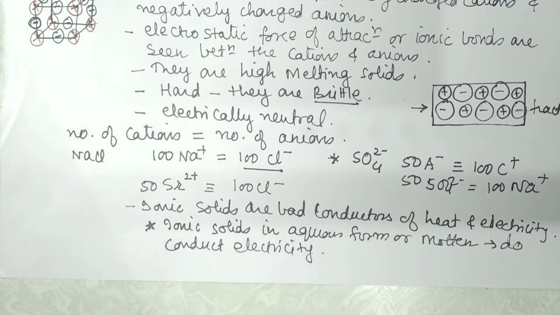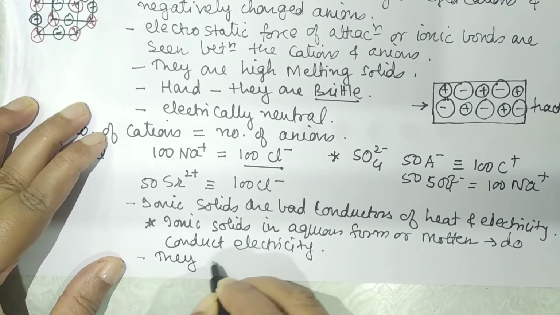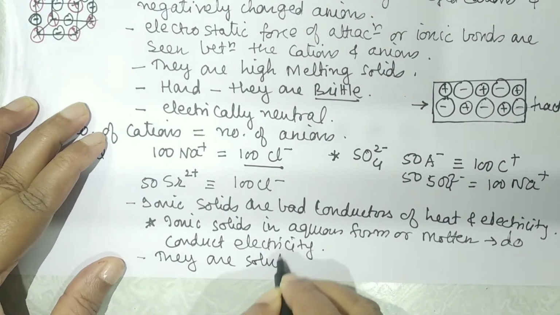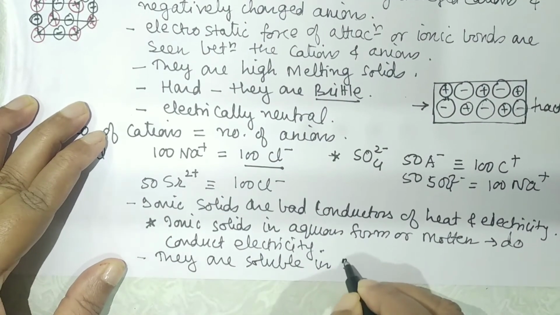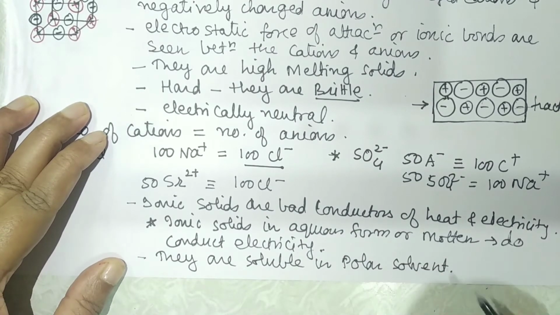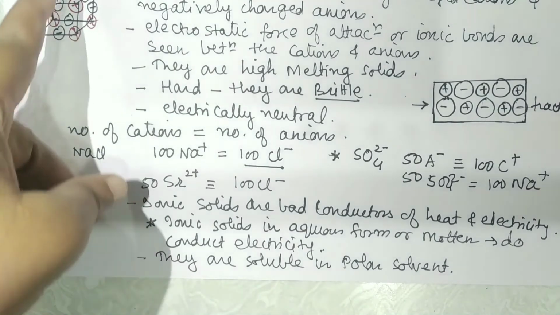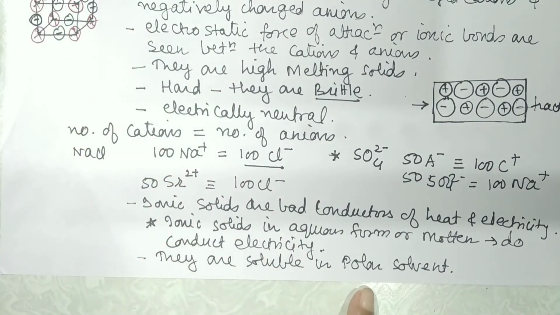Because of the strong electrostatic force of attractions, the ions are closely packed, and therefore ionic solids, as I said, are hard and brittle. Next is they are soluble in polar solvents, but they are insoluble in non-polar solvents. You know that like dissolves like, so ionic solids are soluble in polar solvents. So this is about the ionic solids.